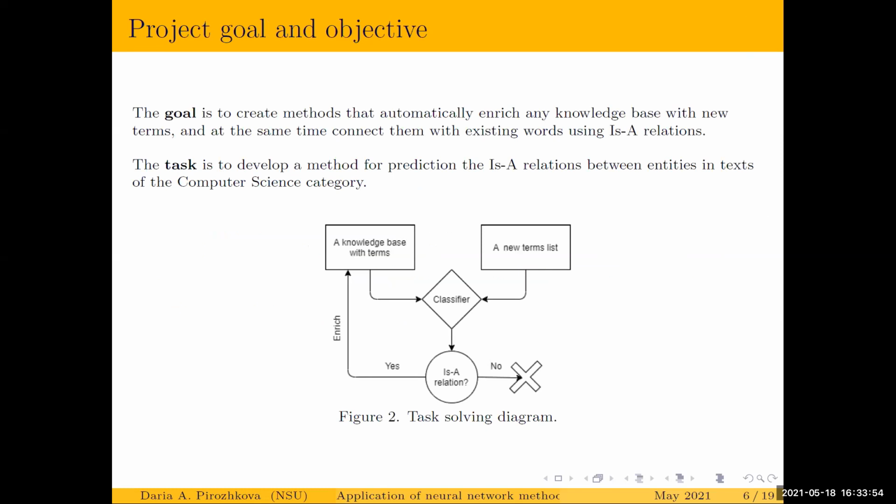The project goal and task. The goal of this project is to create methods that automatically enrich any knowledge base with new terms and at the same time connect them with existing words using the relation. The task is to develop a method for prediction of the relations between entities in text of the computer science category. On the slide, you can see a diagram of task solving. We have a knowledge base with terms, and we have a new terms list. I implemented a classifier that can predict the relation between an entity from the knowledge base and terms in the new terms list. If there is a relation, we can enrich the knowledge base. If not, we don't use it.